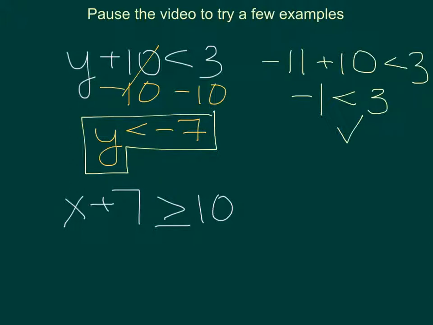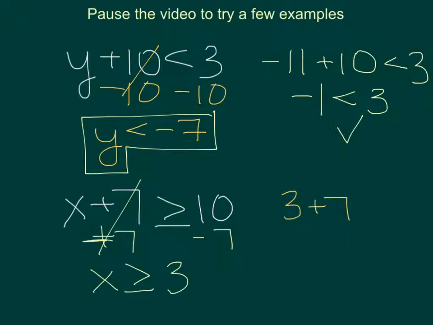The next example is x plus 7 is greater than or equal to 10. So I'm going to subtract 7 from both sides. So x is greater than or equal to 3. So for this one, you could actually plug in 3 and see if it's true. 3 plus 7 is greater than or equal to 10. 7 plus 3 is 10, which is greater than or equal to 10, and it's true because 10 is equal to 10.